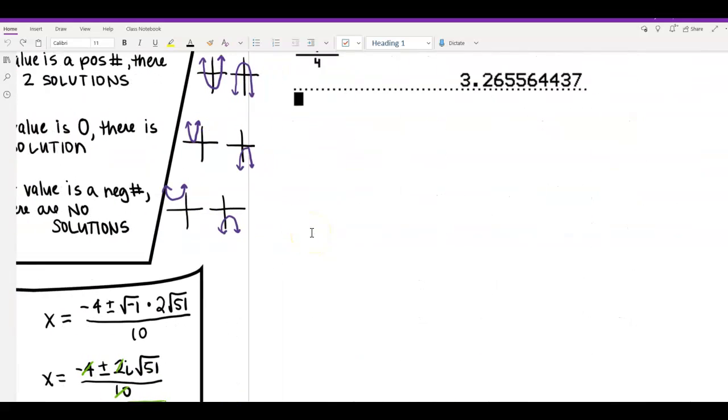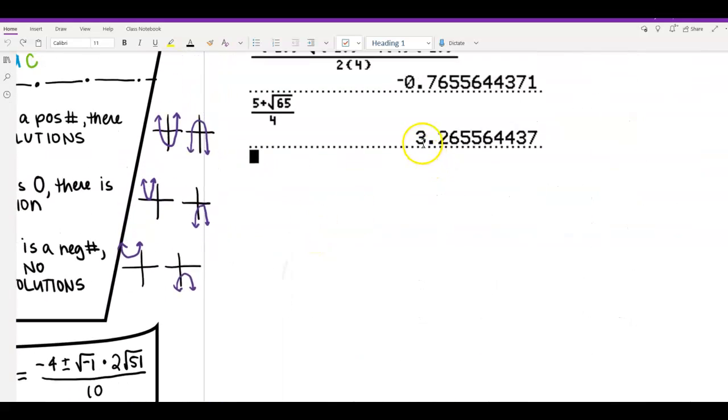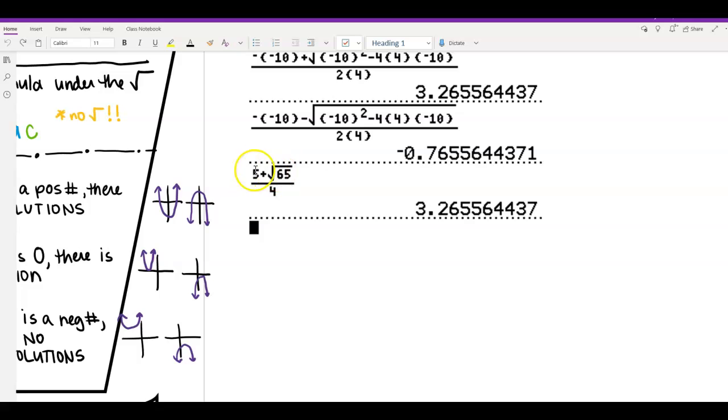And you can see over here, I went ahead and just typed it in just to double check my answers. 5 plus the square root of 65 divided by 4 is 3.265, which is what I got when I typed the whole quadratic formula into that equation.